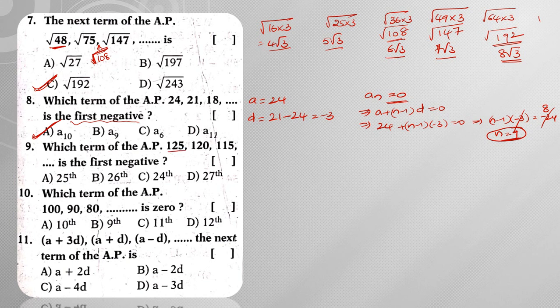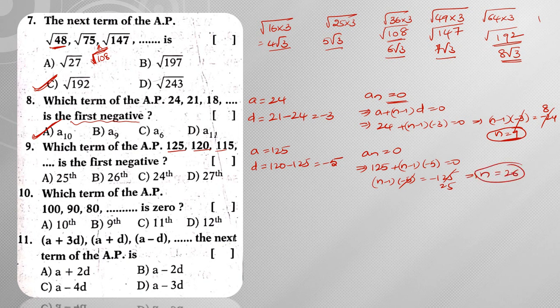The same way here also, if you observe, the first term is 125. What is the common difference? 120 minus 125, which is nothing but minus 5. So here also I am going to consider nth term is equal to 0. Here I am going to directly substitute. 125 plus n minus 1 into minus 5 is equal to 0. Based on this, n minus 1 into minus 5 is equal to minus 125. So this cancels 25 times. That means the 26th term is my 0. If the 26th term is 0, then automatically the 27th term will be my first negative term.